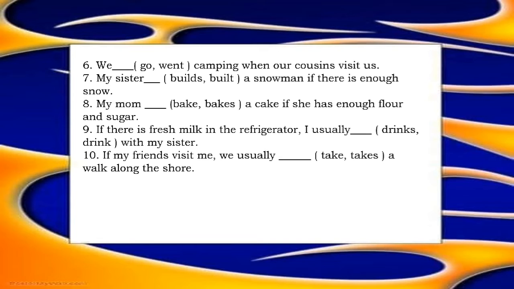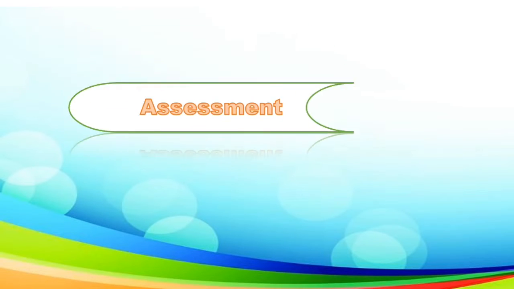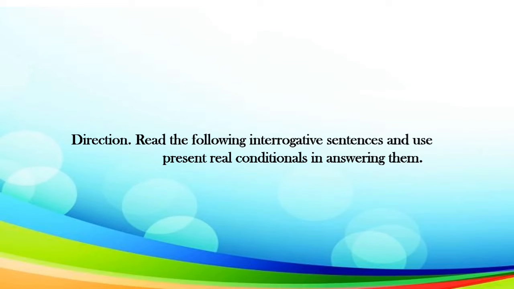Number nine: if there is fresh milk in the refrigerator, I usually drink with my sister. Number ten: if my friends visit me, we usually take a walk along the shore. So here is an assessment for this topic. Read the following interrogative sentences and use present real conditionals in answering them.